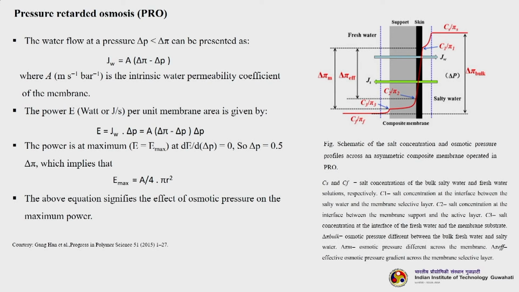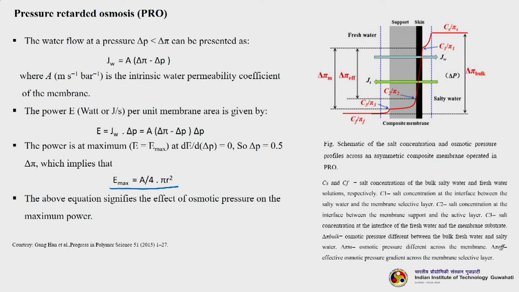Let us understand how you will get the maximum power. The power E is maximum when dE by d delta P equals 0. So, delta P equals 0.5 into delta pi, which implies that E max equals A by 4 into delta pi squared. The above equation signifies the effect of osmotic pressure on the maximum power. So, the more the osmotic pressure, the more the power.